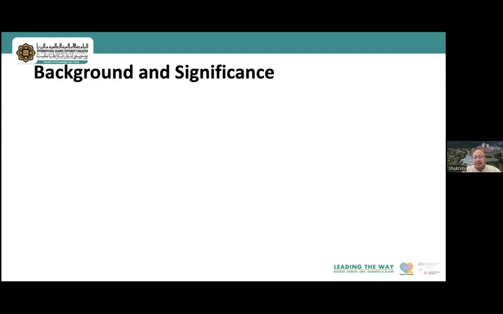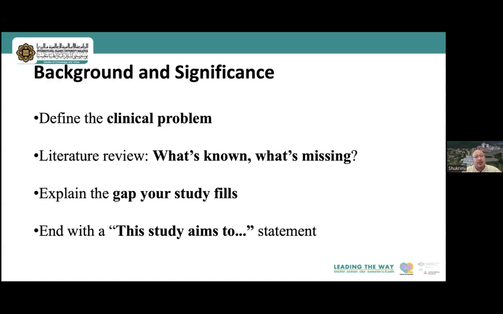The background and the significance of the research grant is the next item that we need to prepare. In this section, we need to define our clinical problem, what we want to study. Then we have to go back and do a literature review: what is already known about our clinical problem, and what is still missing. What is important is that we explain the gap of our study that we need to fill, and a good background and significance section should end with the study is aimed to so and so. This is what we try to write in our proposal.